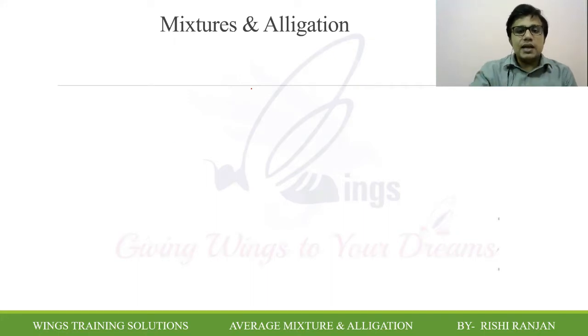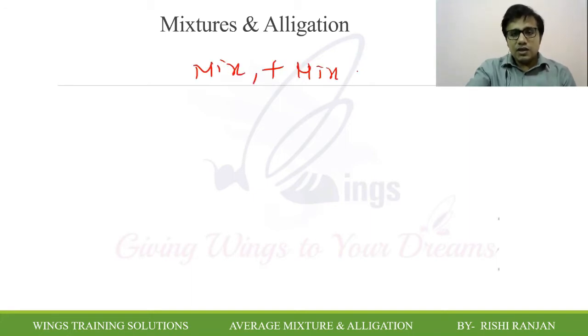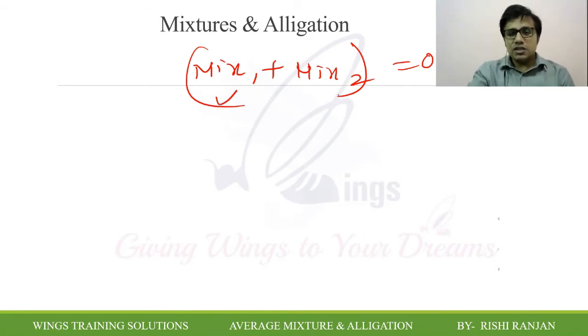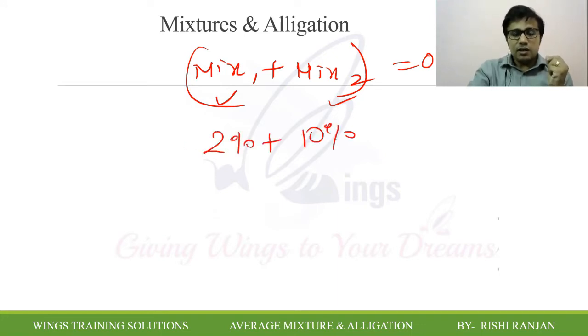The properties like, when we mix two things together, mixture 1 plus mixture 2, the concentration of the overall mixture is always going to be between the first mixture and the second mixture, which was the property of average. If I'm mixing 2% HCl with 10% HCl, the overall mixture will always be between 2% and 10%, somewhere in between. It always lies between the minimum and the maximum.